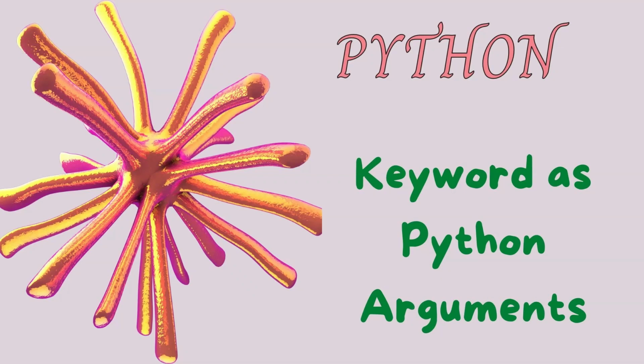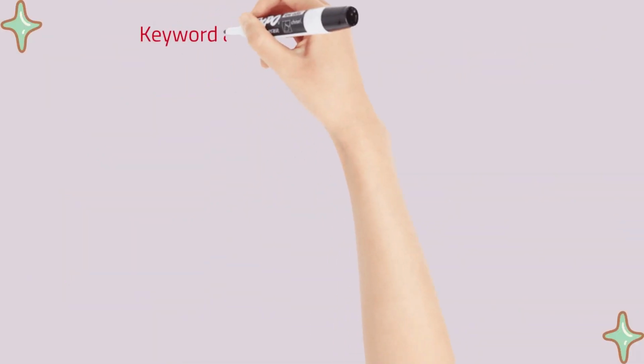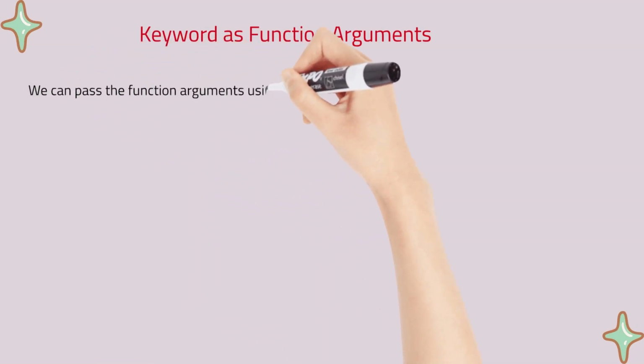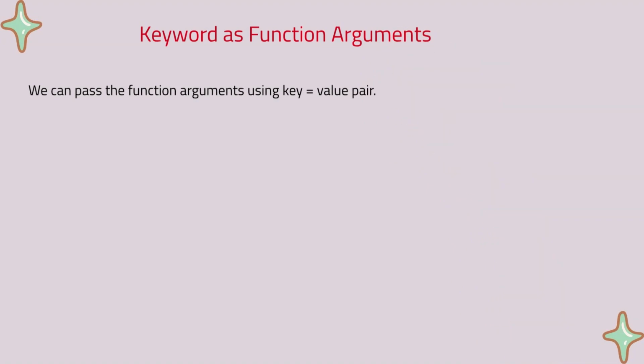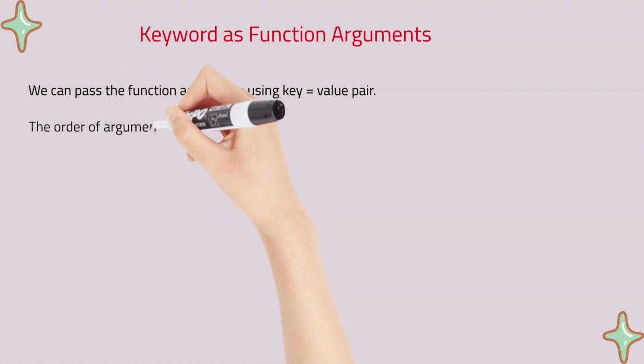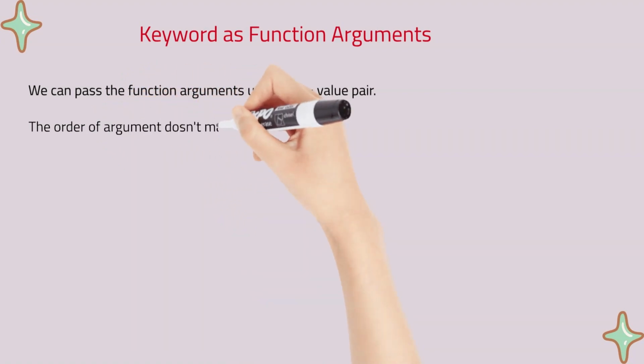In this video we will see how we can pass an argument using a key-value pair. The argument to a function can be passed using a key-value pair. The order in which the parameters are defined is important, but when we pass the argument using a key-value pair, then the order in which the arguments are getting passed doesn't matter.